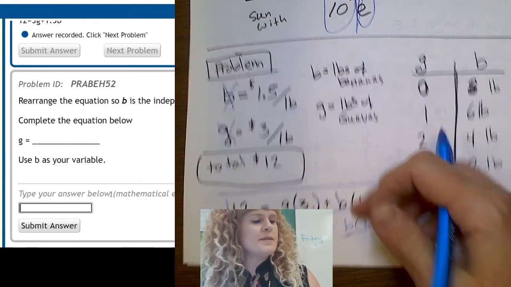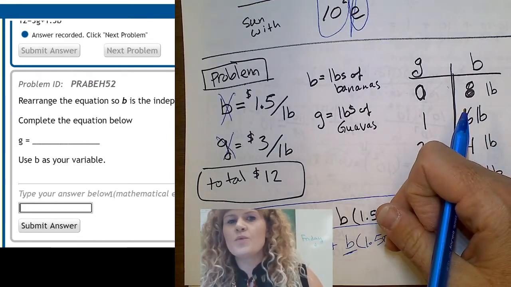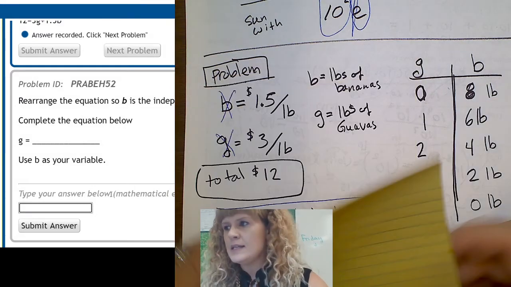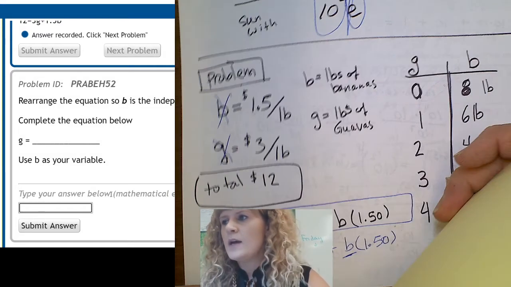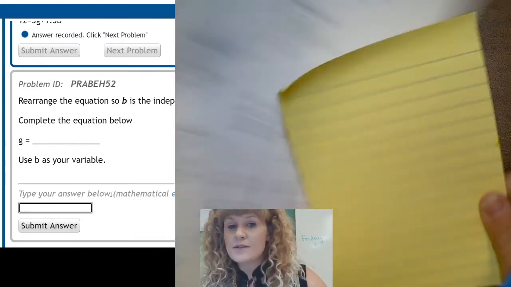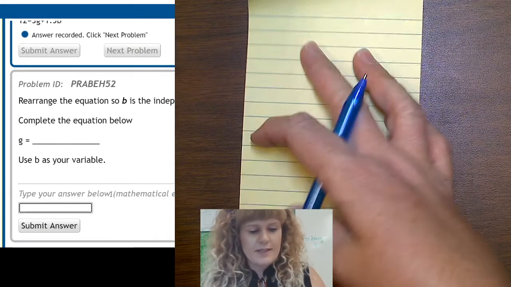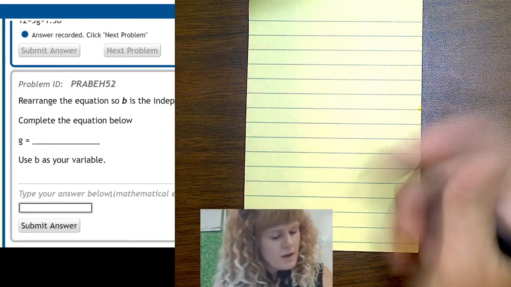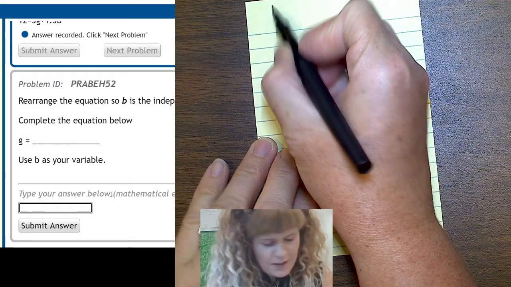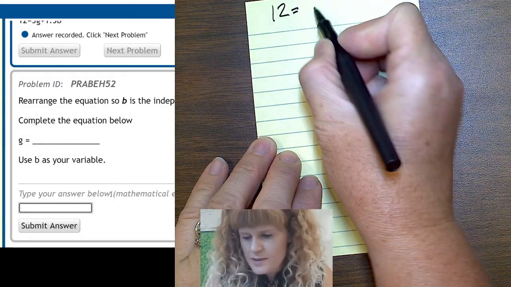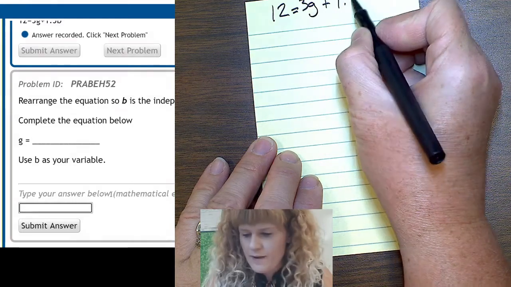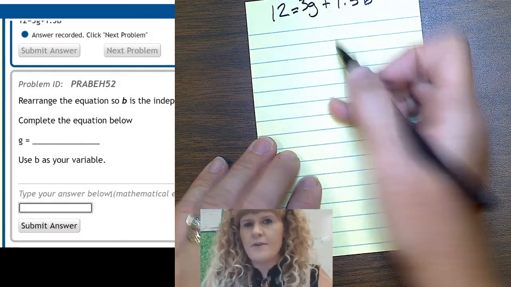The next problem says, rearrange the equation so B is the independent variable. Complete the equation below. Okay, so this is also a good chance to review. I need to move to a sticky note because I'm out of paper. The equation I wrote is 12 equals 3G plus 1.5B, and I showed you where that came from.